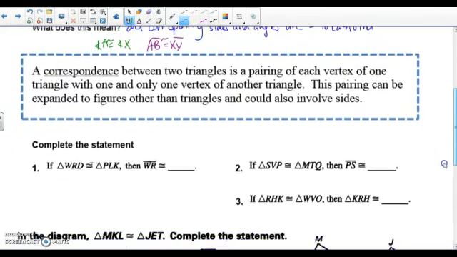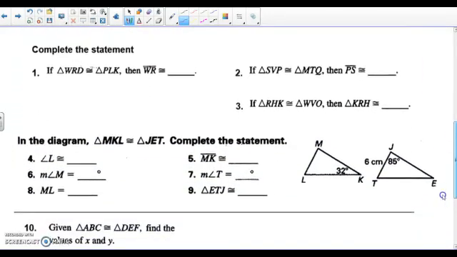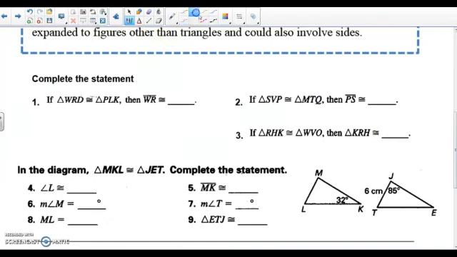Okay, so let's skip down to here, numbers 4 through 9. Let's skip 1 through 3. So we have a couple triangles. It tells us that MKL is congruent to JET. So MKL is congruent to JET. So that tells us angle L is congruent to angle T. Number 5, it tells us that MK is congruent to side JE.